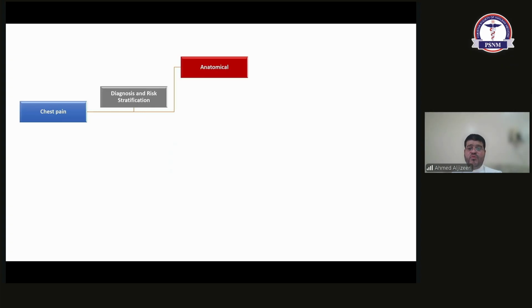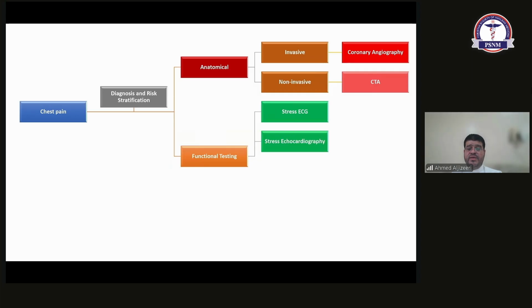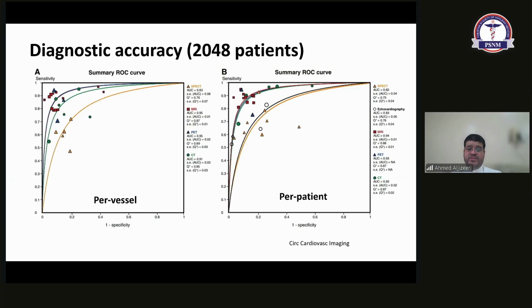Now, if you think of a chest pain, based on the diagnostic and risk stratification, we could go for either anatomical evaluation, which could be invasive, like coronary angiogram, or non-invasive by CT, or we could go for functional testing with stress ECG alone, stress echocardiography, nuclear imaging, which could be SPECT or PET, or stress CMR. And these are basically the overall view of how we can risk stratify my patient in order to get a diagnosis.